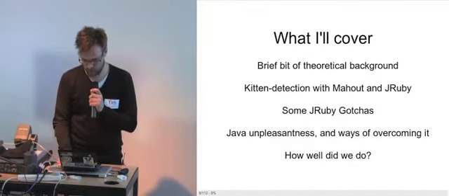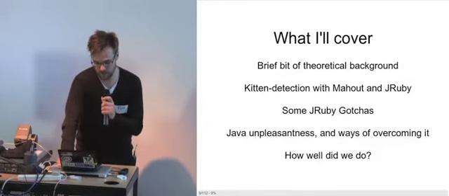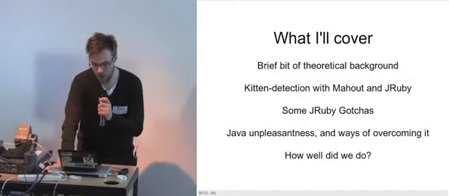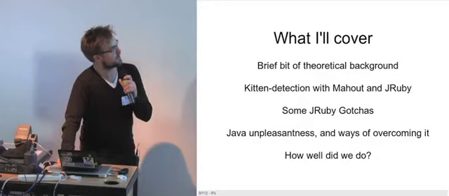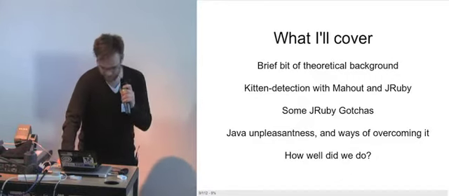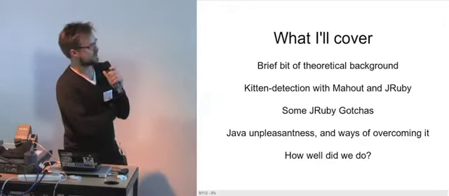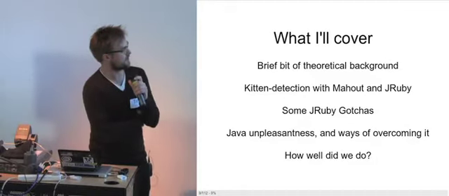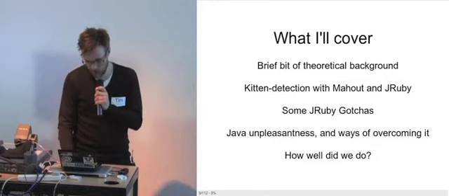So, where did I go? What I'm going to talk about is a minimal bit of the theory of these things, why you might want to do them and the sort of things you might want to do. Then a case study, which is called kitten detection with Mahout and JRuby, which I will get onto later on. I'm going to talk a little bit about some interesting quirks involved in calling Java code from JRuby. I mean, maybe they're not that interesting, but I got stuck on them while doing this.